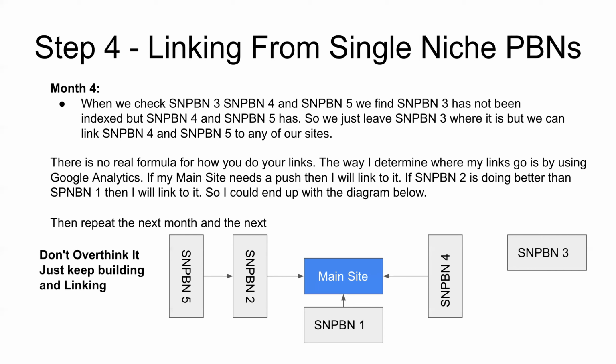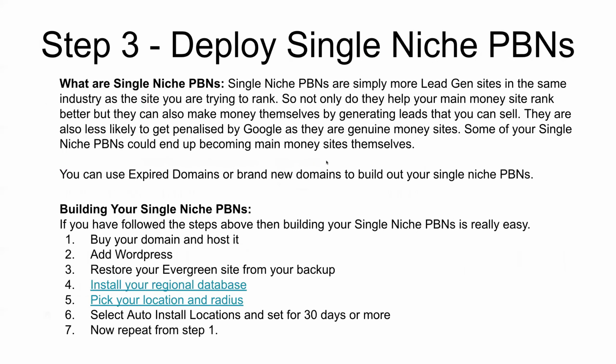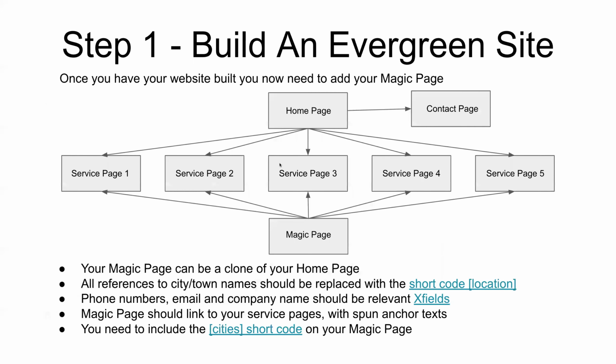We start from a single site. We build a single site, a normal standard business website with a home page and service pages, and then we add the magic page. That is then saved away as our evergreen site. When that's saved, we can then deploy that onto as many other domains as we want.